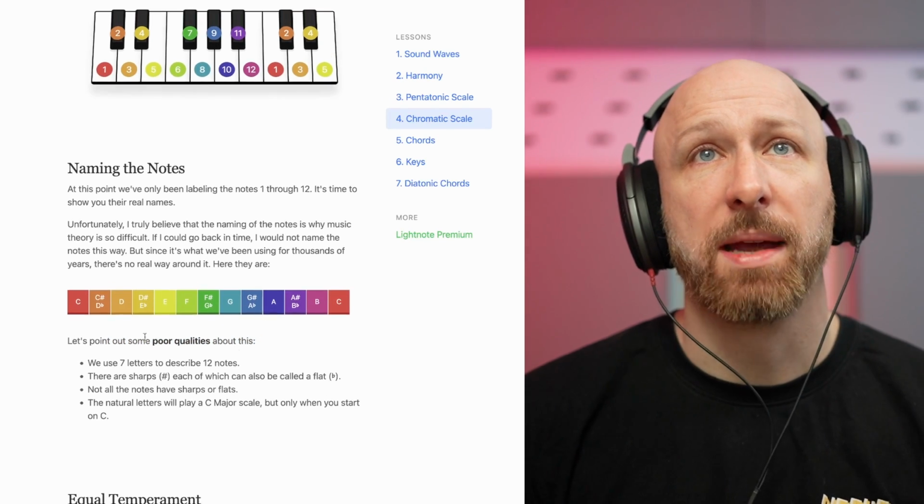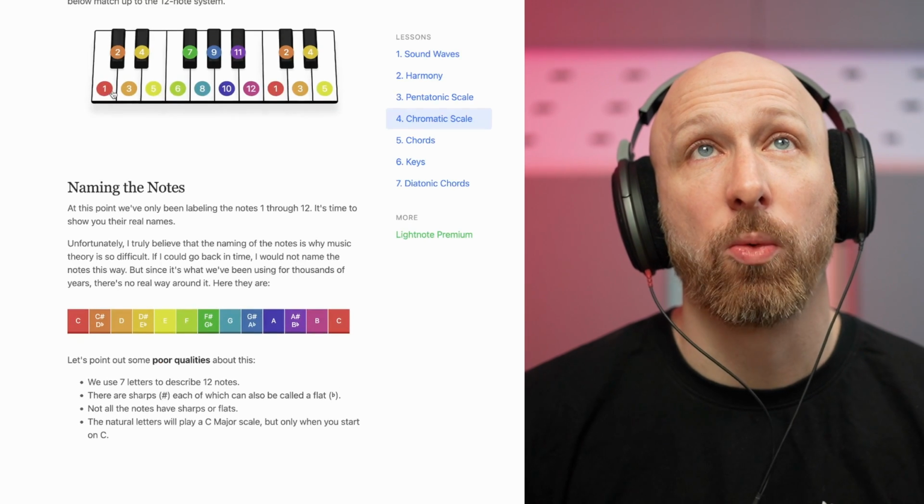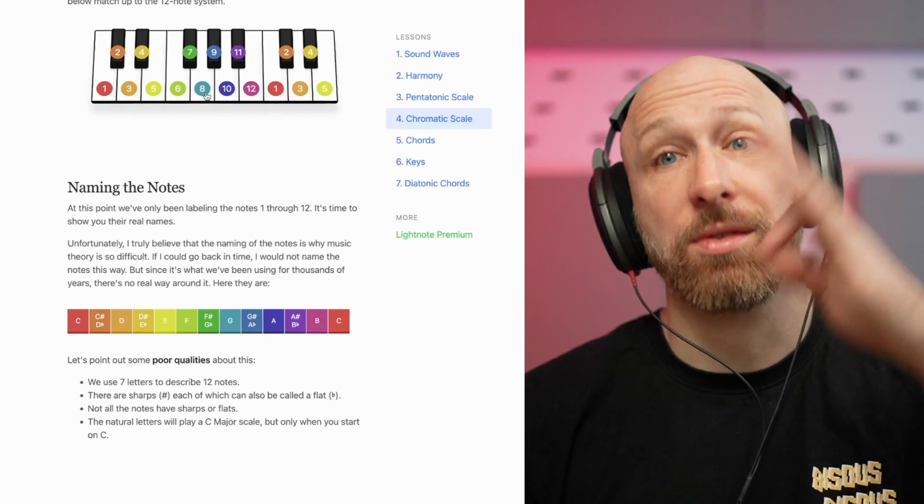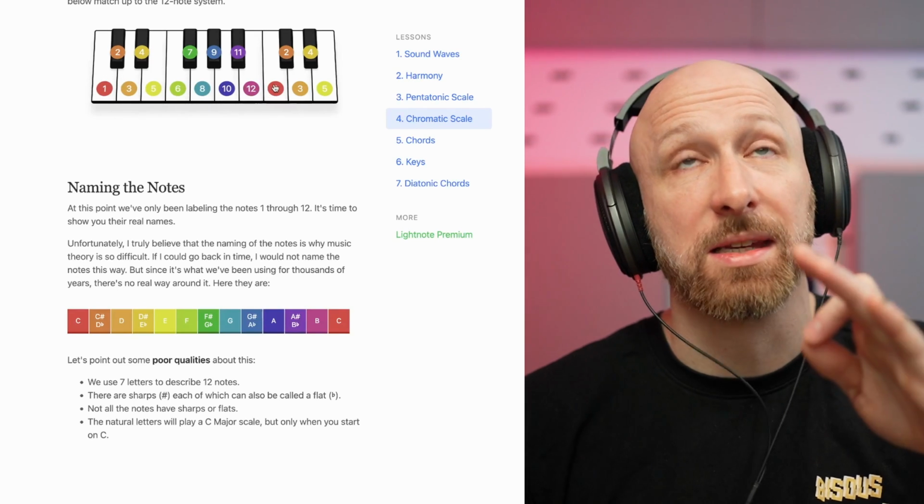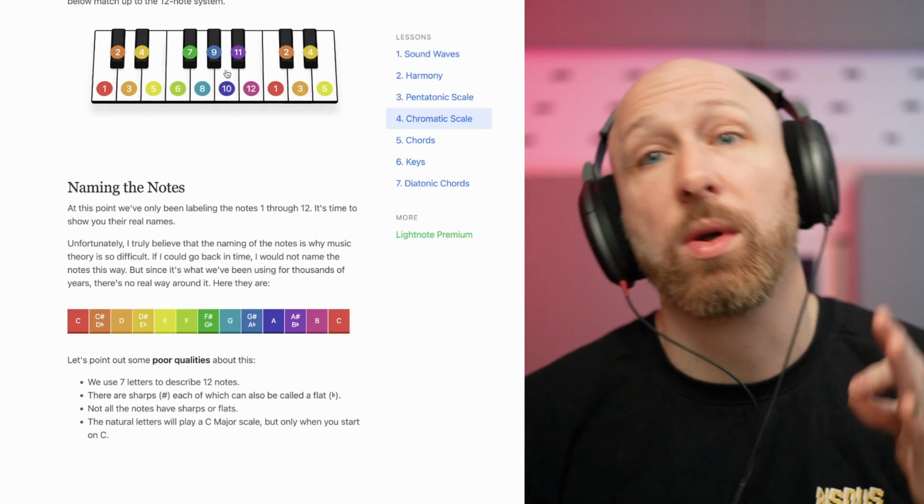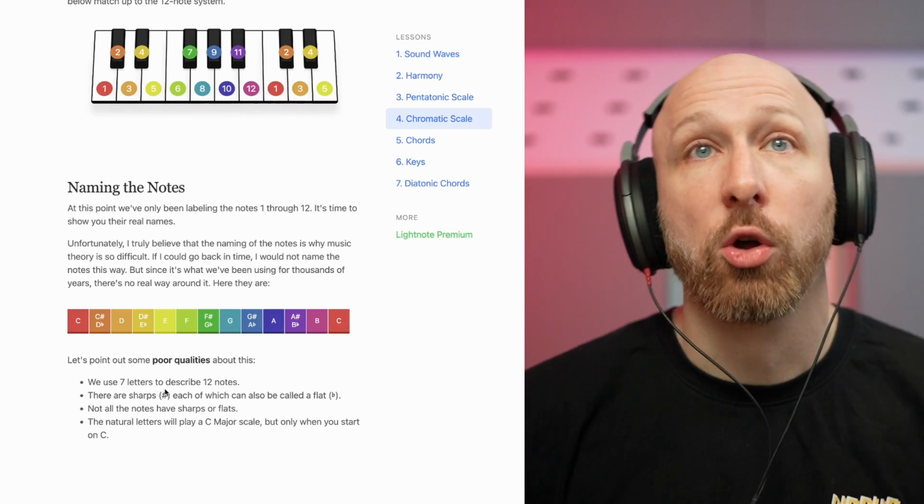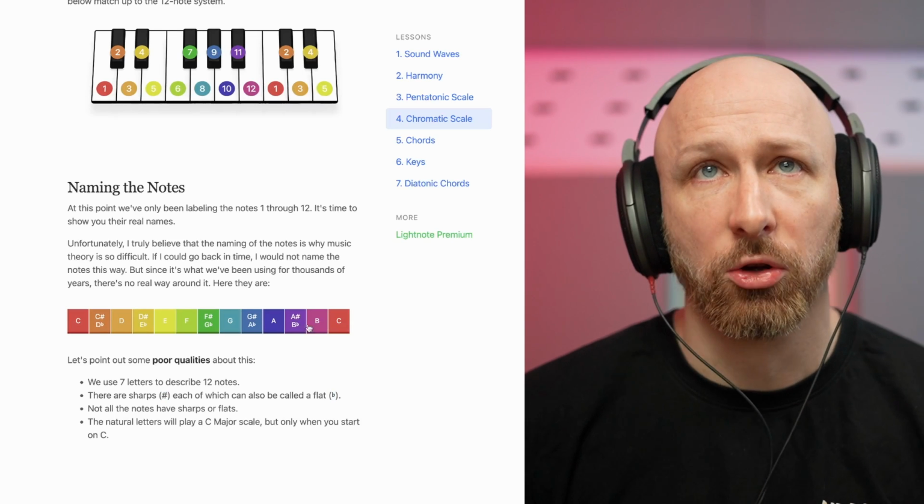These are the names, and it might look confusing, but it maps to the piano keyboard. All the white notes have an actual name, like C, D, E, F, G, A, B, C. And then the black ones are named relative to the closest white note, whether you go up or down. If you go up, it's called a sharp, and if you go down, it's called a flat. And it's true that this definitely looks quite confusing.